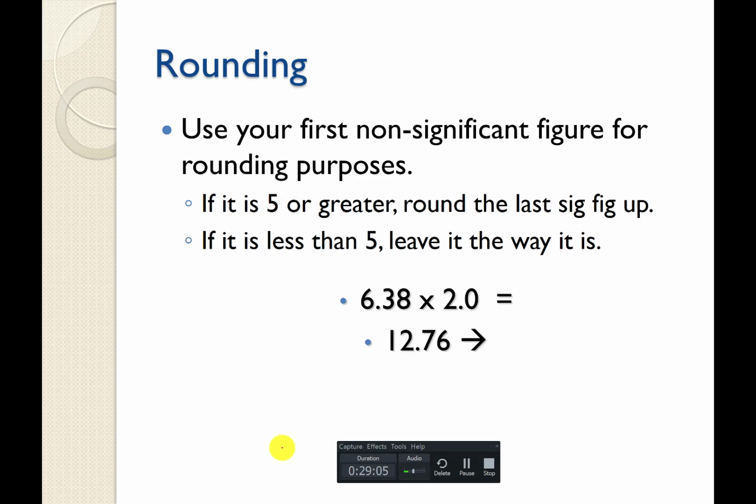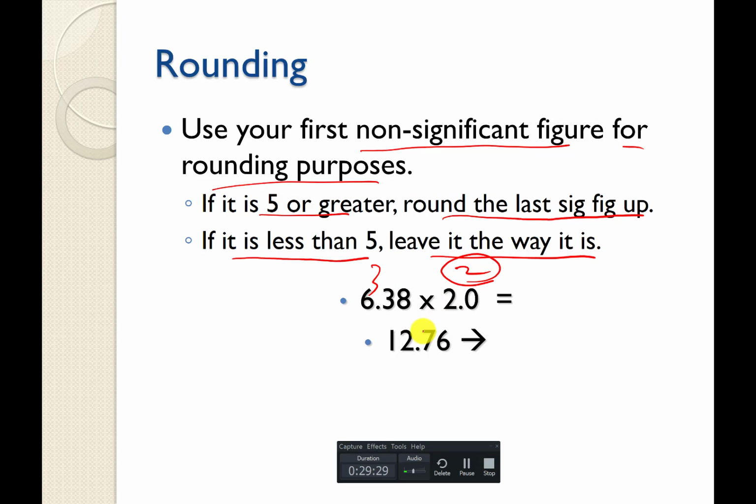And here is just an overview of rounding, just like I barely mentioned. You look at your first non-significant figure for rounding purposes. If it is 5 or greater, you round the last significant figure up. If it is less than 5, leave it the way it is. All right. So as we just showed in this problem, we had 3 significant figures, 2 significant figures. Therefore, our answer can only have 2. So we say 1, 2 that are significant. We look at our first non-significant figure, and that means it is, as it mentions up here, 5 or greater. So that means we're going to round up. So our answer would be 13.